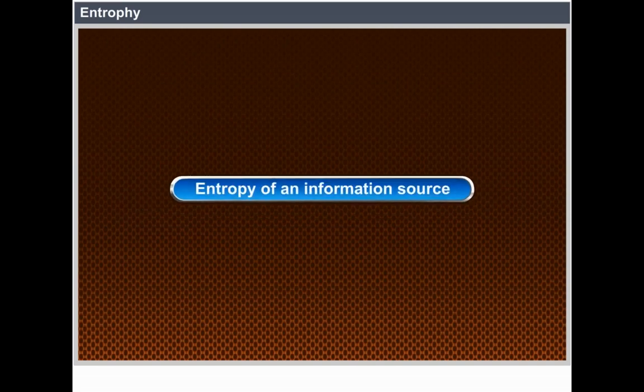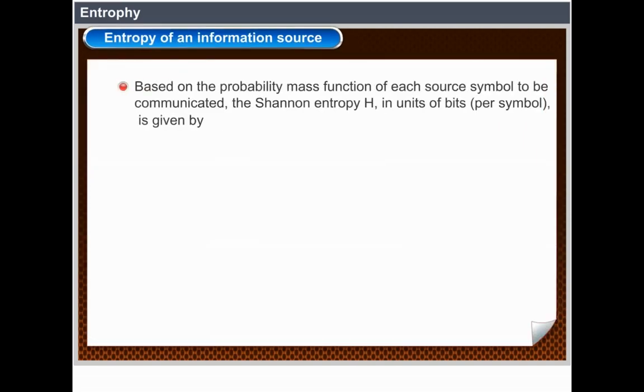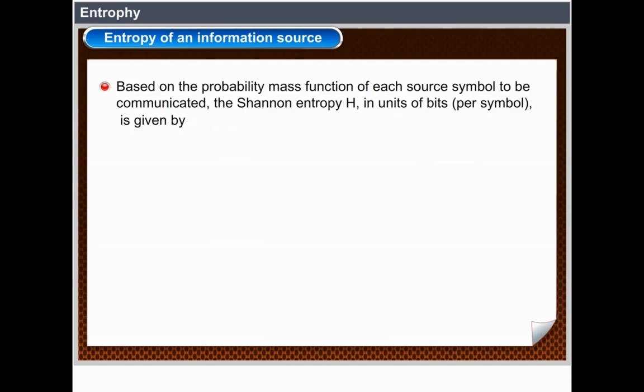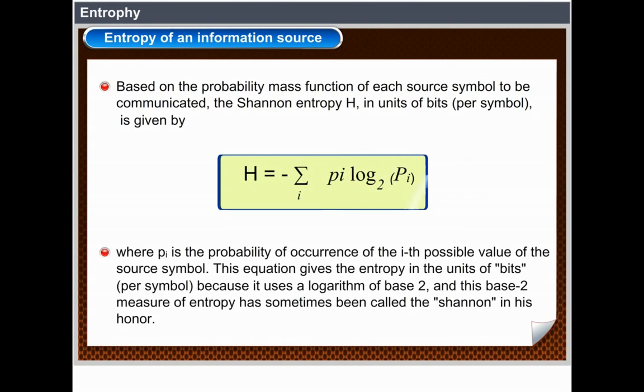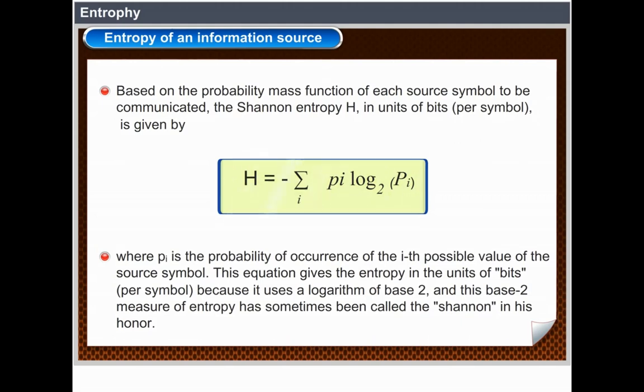Entropy. Entropy of an information source. Based on the probability mass function of each source symbol to be communicated, the Shannon entropy H in units of bits per symbol is given by H equal to minus summation over i of p_i into log base 2 of p_i, where p_i is the probability of occurrence of the ith possible value of the source symbol. This equation gives the entropy in the units of bits per symbol because it uses a logarithm of base 2, and this base 2 measure of entropy has sometimes been called the Shannon in his honor.